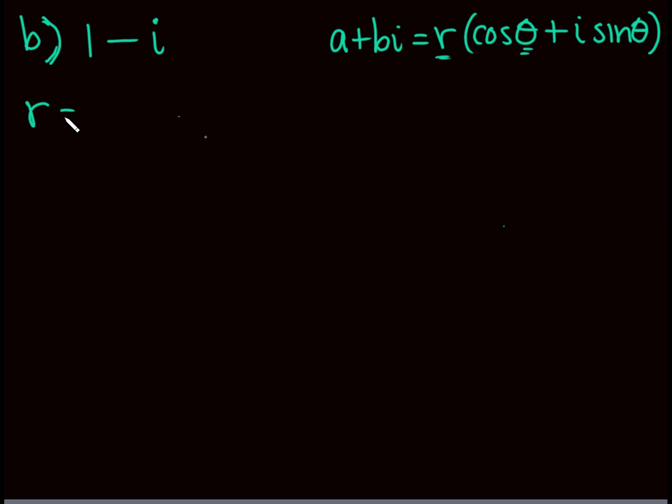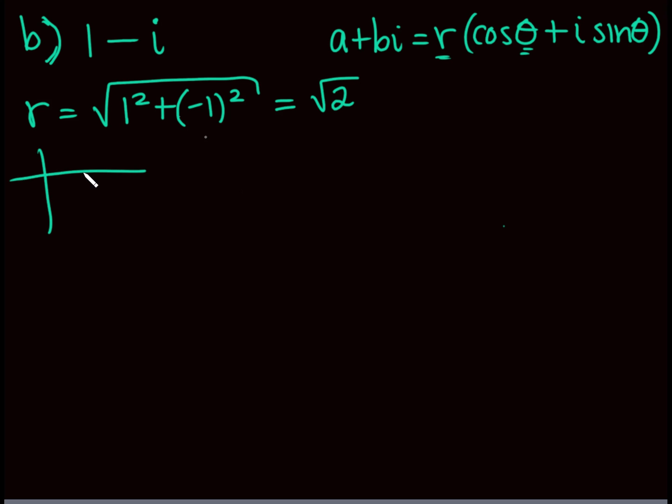r I know is going to be the square root of a squared plus b squared. So I get 1 plus 1, which is 2, so the square root of 2. If I look at the graph of this, and I really recommend looking at the graph, this is over 1, down 1. So I know that I need an angle. This is going to be my theta here.